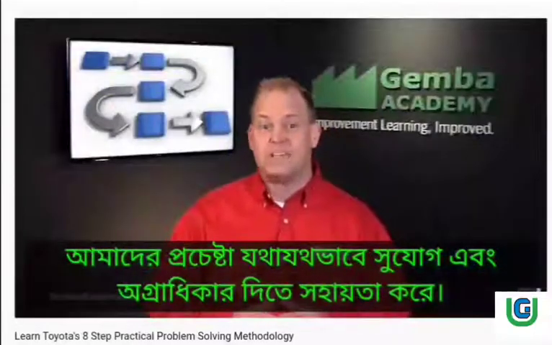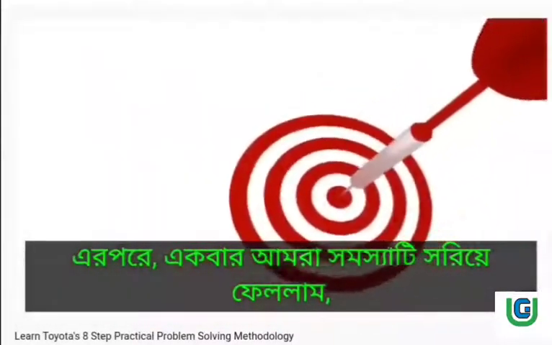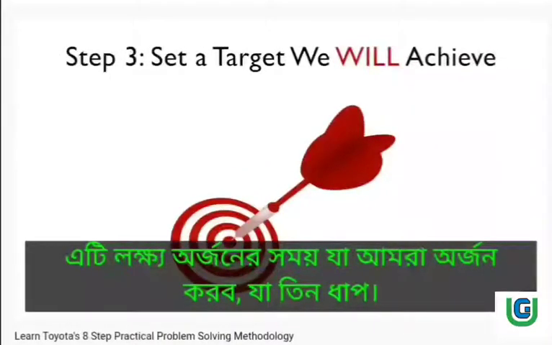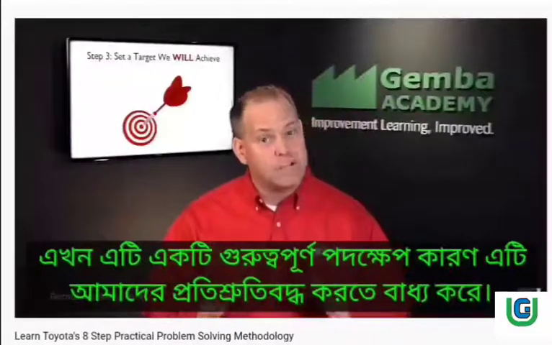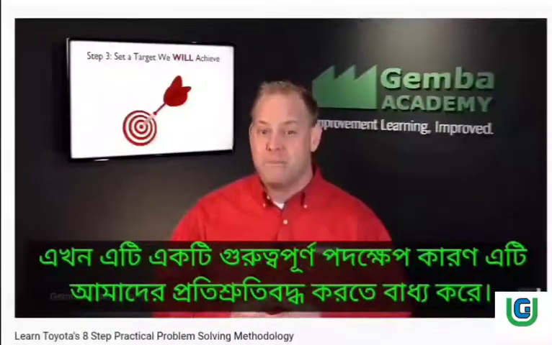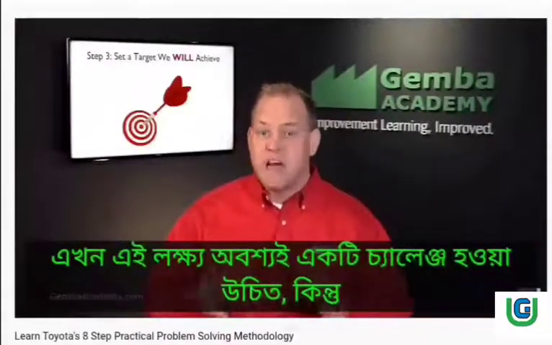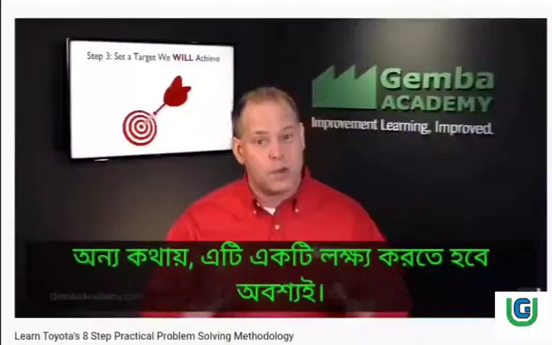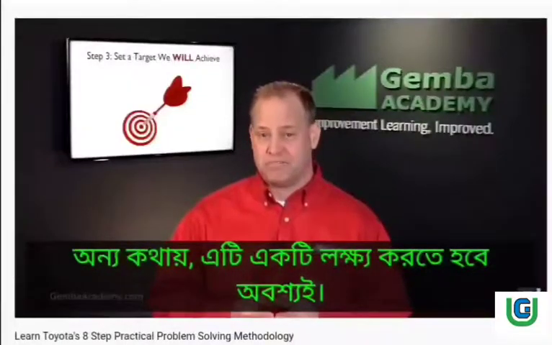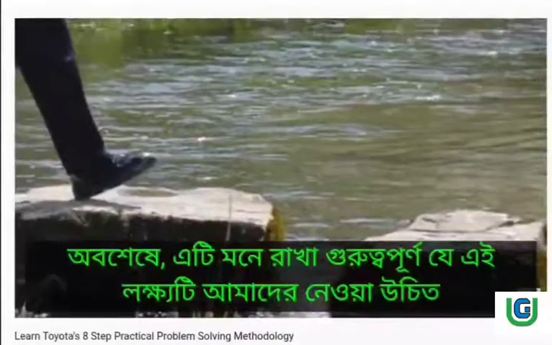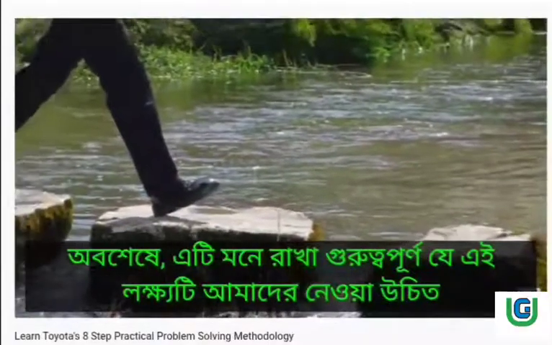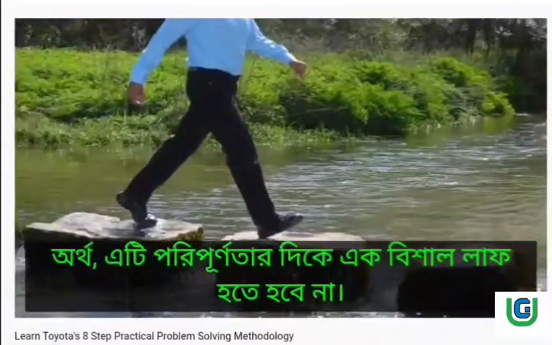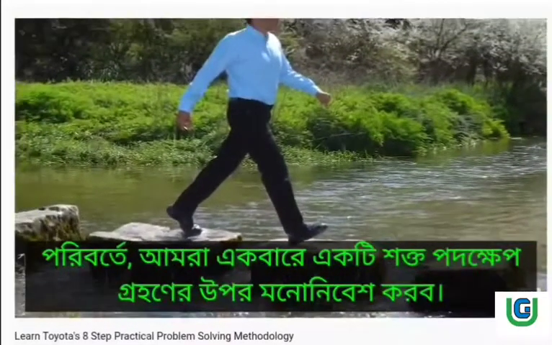Next, once we've scoped the problem, it's time to set a target which we will achieve, which is step 3. Now, this is an important step as it forces us to make a commitment. Now, this target should definitely be a challenge, but also something that helps limit the scope. In other words, it becomes a must-do target. Finally, it's important to remember that this target should take us one step towards the ideal, meaning it doesn't have to be our gargantuan leap towards perfection. Instead, we'll focus on taking one solid step at a time.